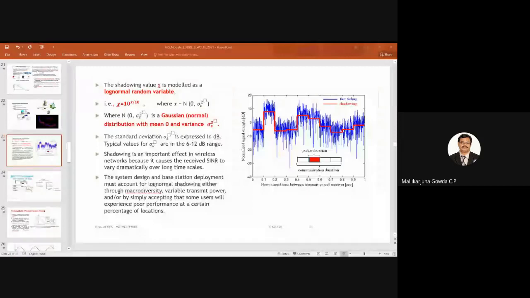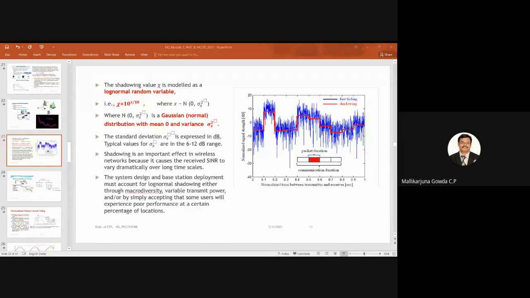I said no. Shadowing value, which is denoted by the symbol, is modeled as a log normal random variable. Okay, shadowing is log normal. That is why I've taken the x-axis distance as a logarithmic scale. The value of x, the log normal random variable, will be written as 10 power x by 10, where x is N of 0 comma sigma square s. So this N of 0 comma sigma square s is the Gaussian distribution with mean 0 and variance sigma square s.